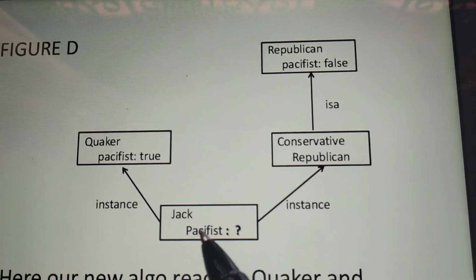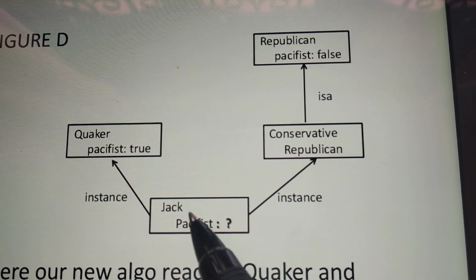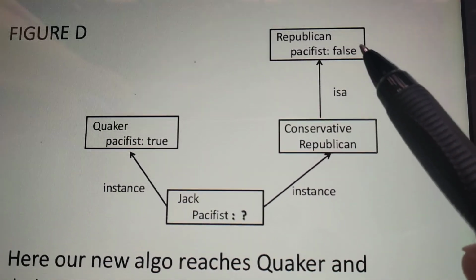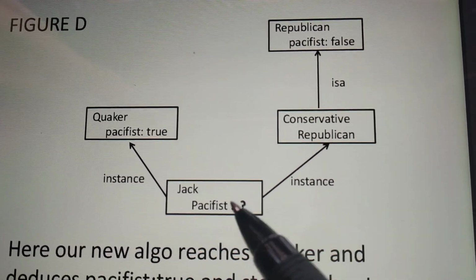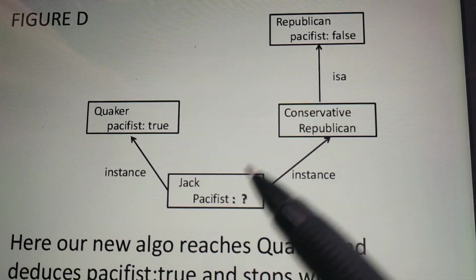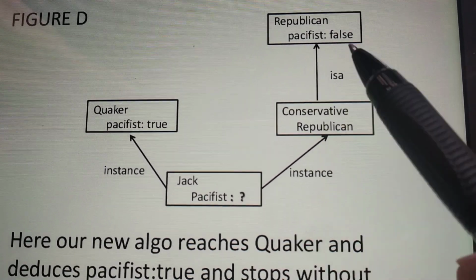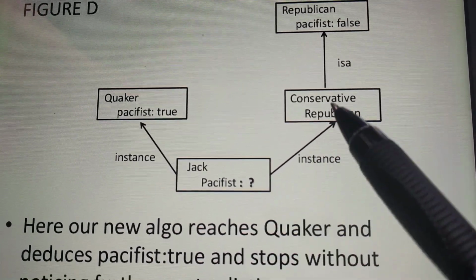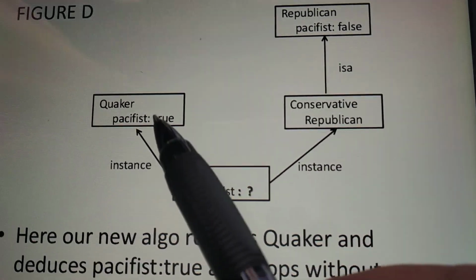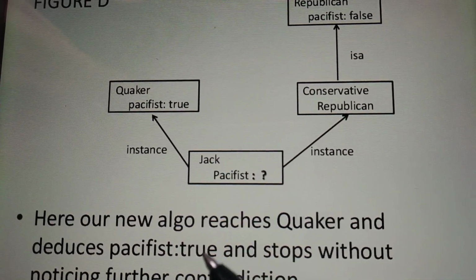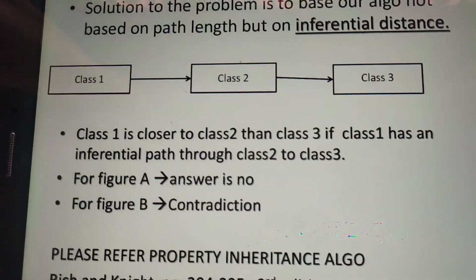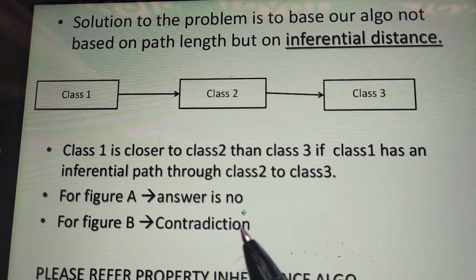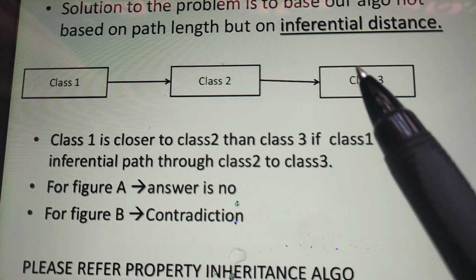For figure D, you see the inferential distance between Jack and Republican. Jack has to go to Republican through conservative. So the inferential distance between Jack and Republican is more than the inferential distance between Jack and Quaker, so the answer again is true. So for our figure A the answer is no, for figure B the answer is contradiction. So this inferential distance algorithm also has to be refined.